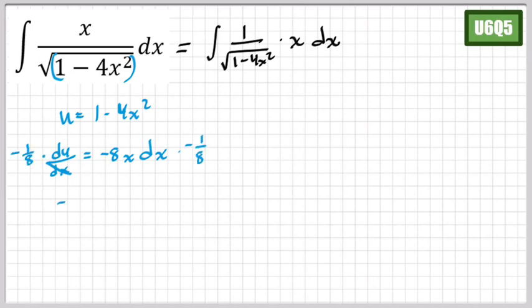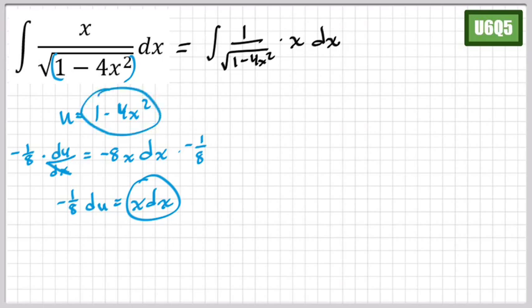And now I can see clearly what I'm subbing in for the x dx. Negative 1/8 du equals x dx. So I'm subbing out this guy, and I'm subbing out this guy, and I'm putting in the respective equation relationships. Stop trying to make up stuff. Okay. Integral of 1 over the square root of u, and then I'd get to take out this x dx and just put in times negative 1/8 du.